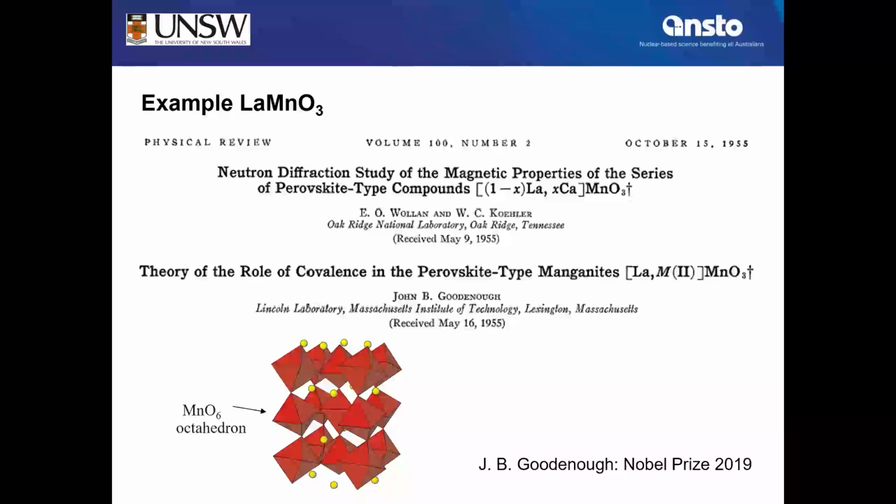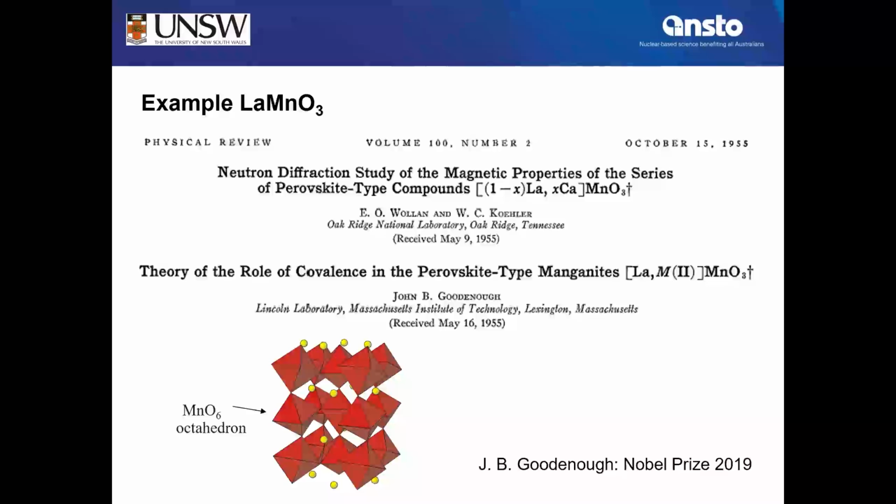Lanthanum manganite as an example, and I picked that because I was amazed that, as you can see here, a neutron diffraction study on manganites, 1955. And here a theory model by John Goodenough, 1955. This is actually quite a long time ago that people have started looking into lanthanum manganite.